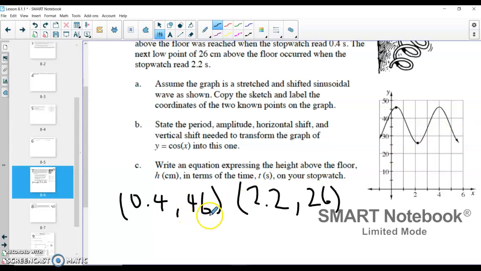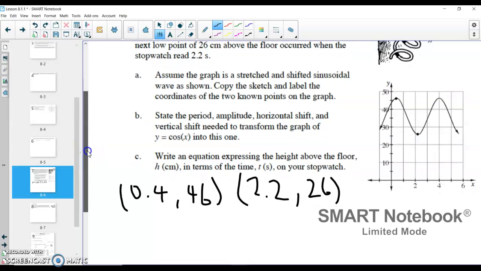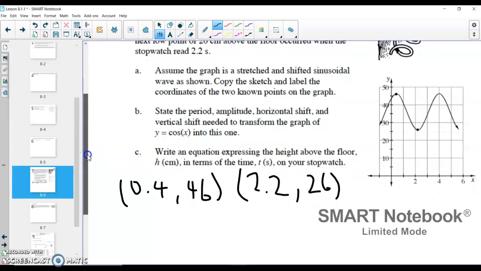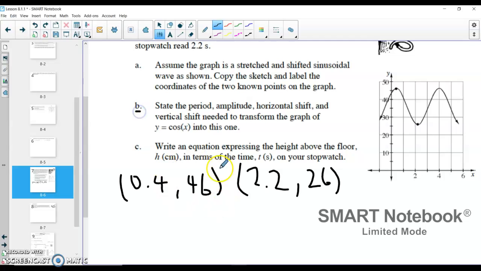And really, those 2 key points are going to help me do this entire problem. Luckily, we have the graph here, but as we get into the problems of 8.12, we won't always have the graph. We're going to have to create that equation. Part B here, we're going to use these 2 points in the graph too to state the period, the amplitude, the horizontal shift, and the vertical shift needed to transform this from just being a basic cosine function. Now, this is super important, and this is going to be utilized as we continue on into 8.12, so make sure you're paying attention here as we do part B.